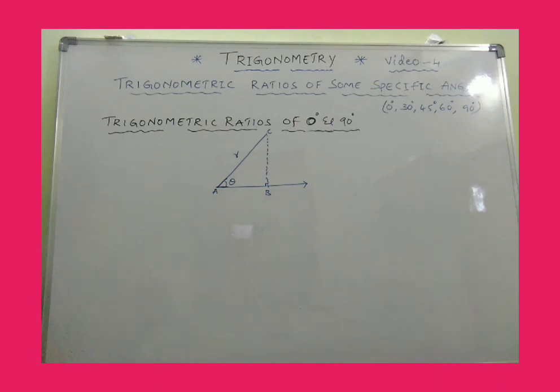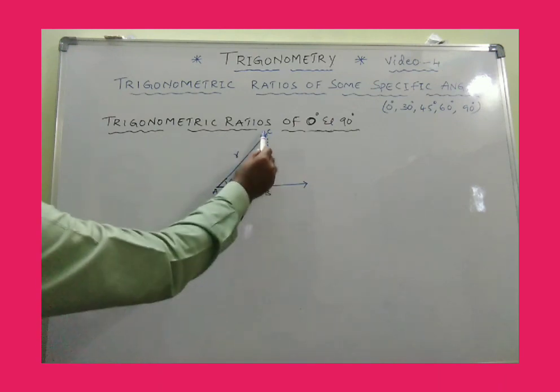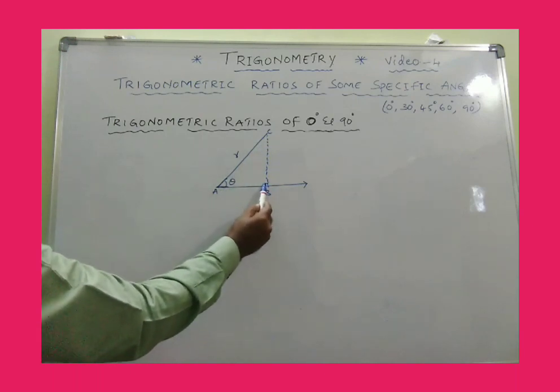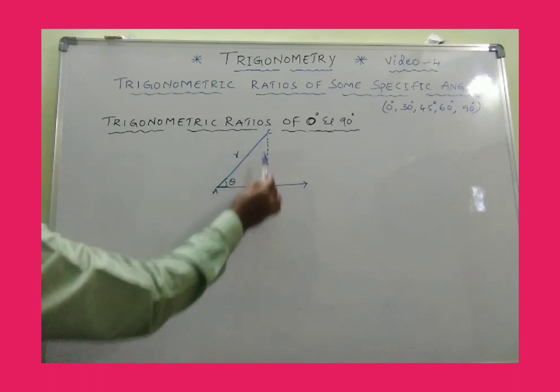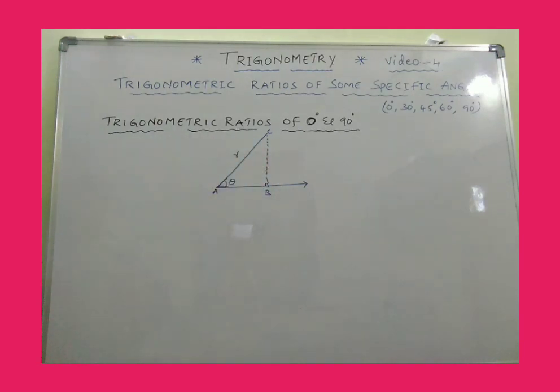So the height of C from B, draw the perpendicular line, which is nothing but the height. So C is at a height of BC length. Fine.